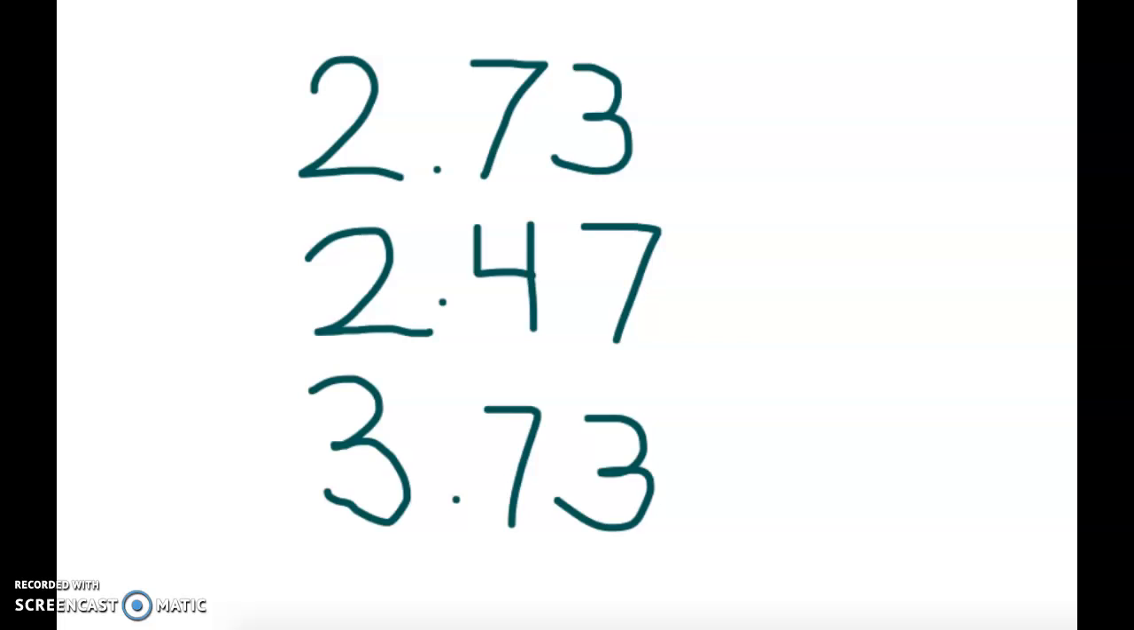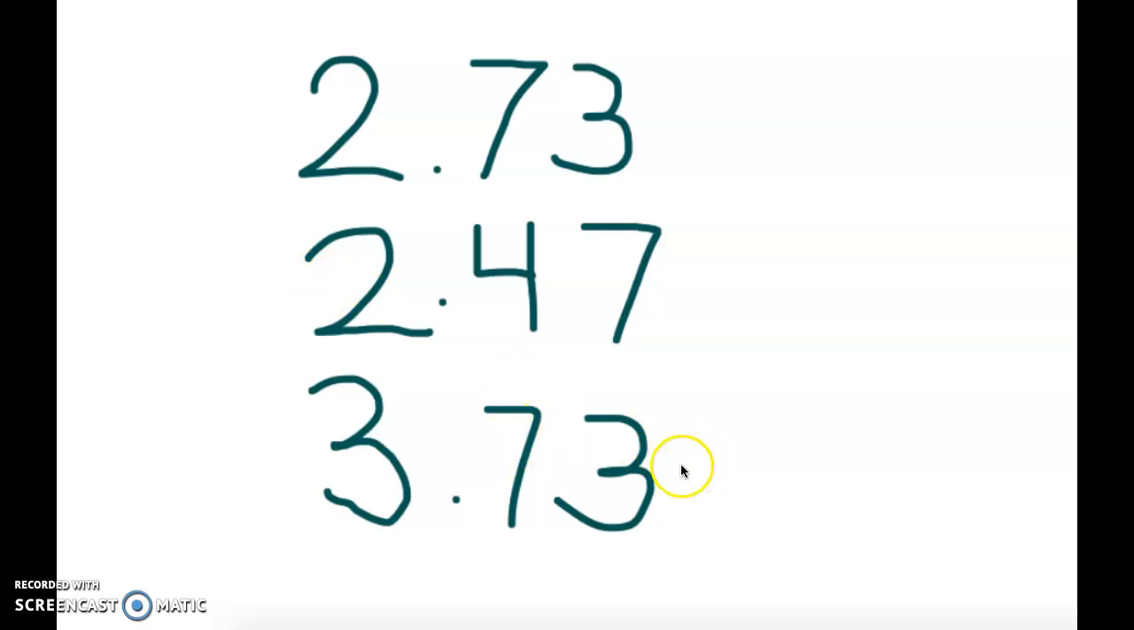Okay, here are three more numbers we're going to put in order from least to greatest. So where do we start? Yep, we start in the greatest place value, which in these three numbers is the ones place. So we're going to compare 2, 2, and 3. What do you notice? Yep, 3 is greater than those 2.